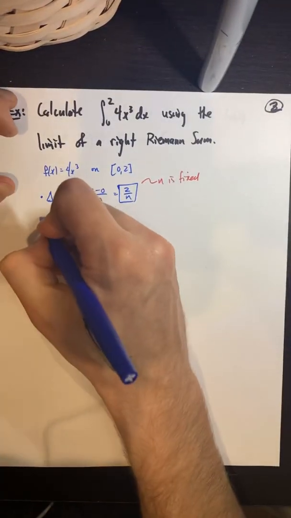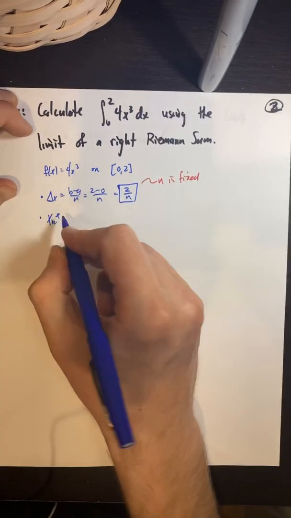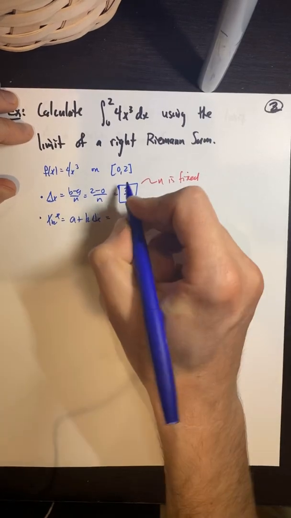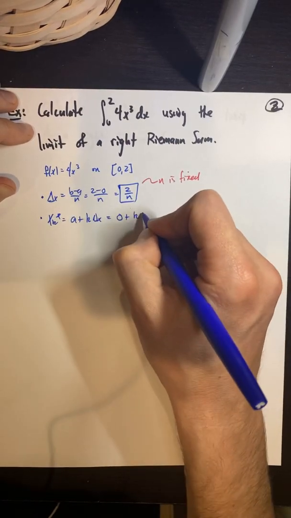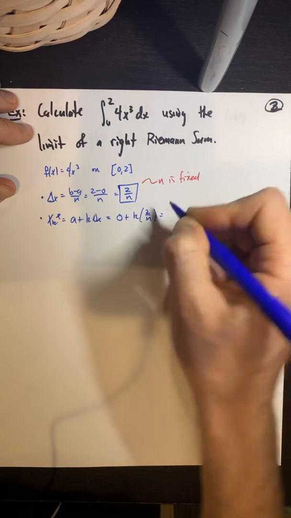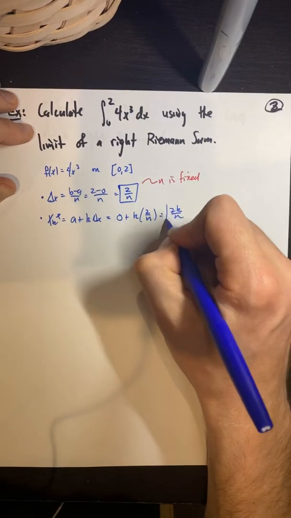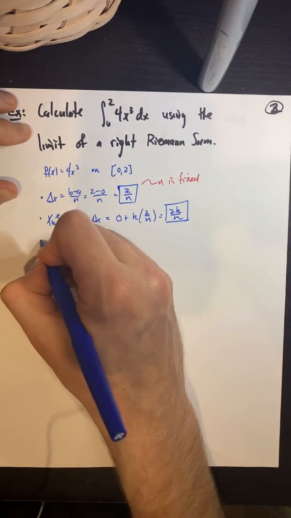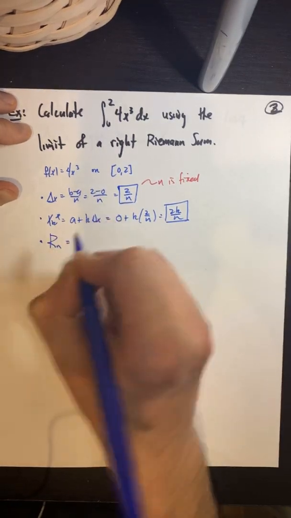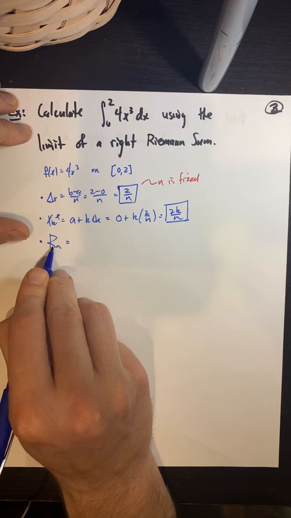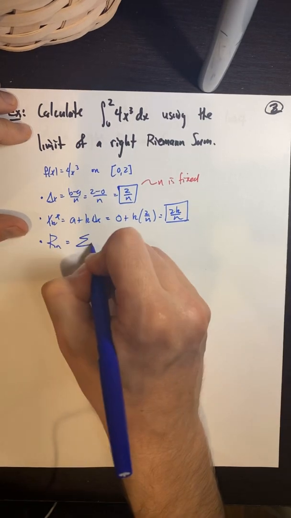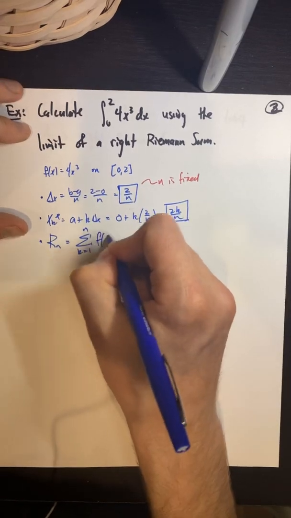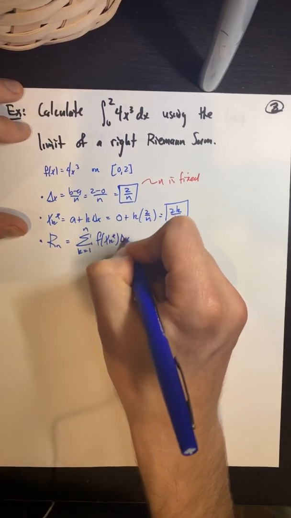Okay, continuing on, we can find xk star, which is defined as a plus k delta x. In this case, that would be 0 plus k times 2 over n, and so we get 2k over n. That's the form of the right endpoint. And so R sub n, the right-hand Riemann sum with n subintervals, would be defined as the sum from k equals 1 to n of f of xk star times delta x.